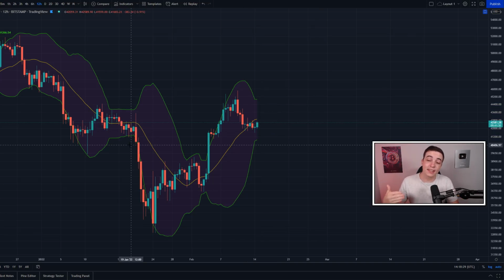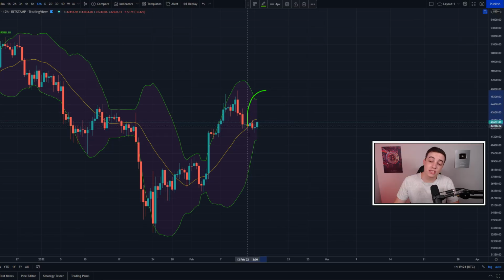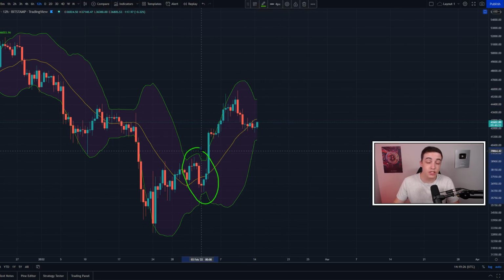For example, looking at the last couple of times where we saw a squeeze in this 12-hour Bollinger Bands indicator, one time was back here just before we saw a very volatile move to the downside, and the most recent squeeze, apart from what we're seeing right now, was back here around 2 weeks ago. And you can see that not long after we saw that squeeze, we saw a very volatile move in the Bitcoin price, and that time it was to the upside.